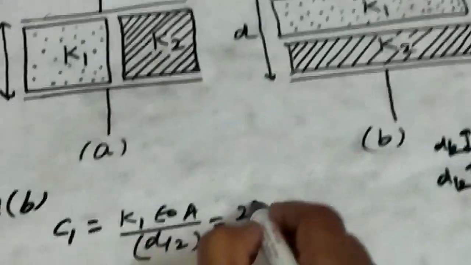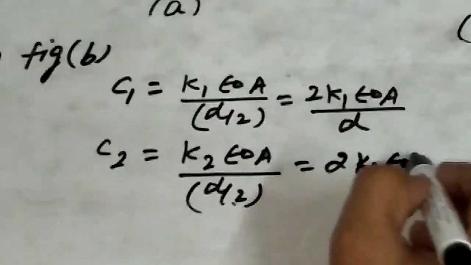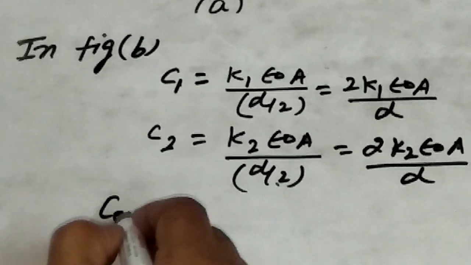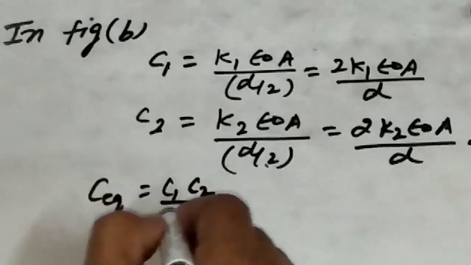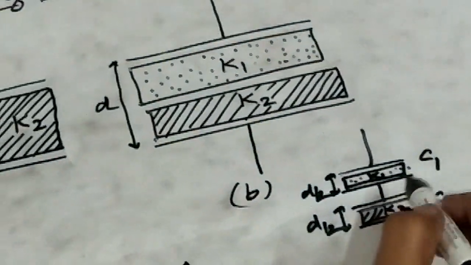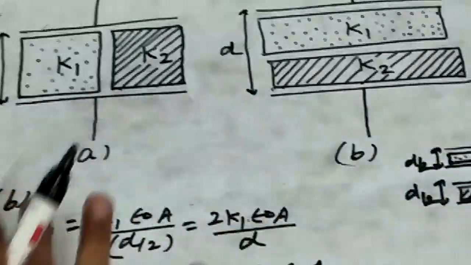Or simply you can say this one is 2 K1 epsilon naught A upon D, and this one is 2 K2 epsilon naught A upon D. And again here C1 and C2 are connected in series, and their equivalent you can calculate: C equivalent is C1 C2 upon C1 plus C2. Now by putting the values of C1 and C2 in this formula, you can find the equivalent capacitance of these two capacitors which are connected in series. So if any question is given like this one, then you can solve it by using this concept.